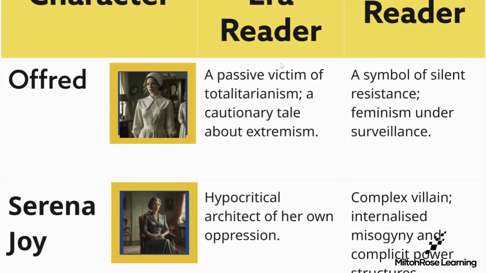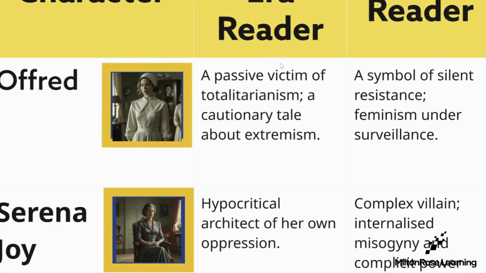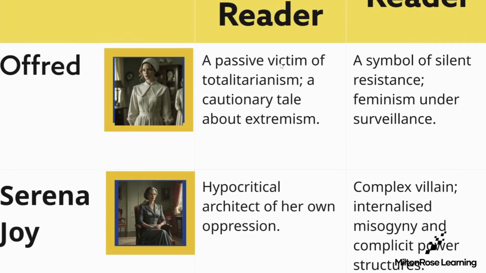Then the second one is Serena Joy. So in the Reagan era on the left, you have the hypocritical architect of her own oppression. She's stupid and she creates these walls around herself, and we can't have any sympathy. But a more modern reader on the right would see her as a complex villain. It's internalised misogyny. She's been indoctrinated to believe this misogyny and patriarchy, and she's complicit in the power structure.